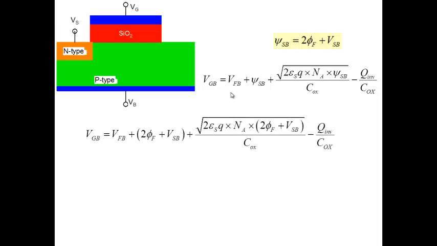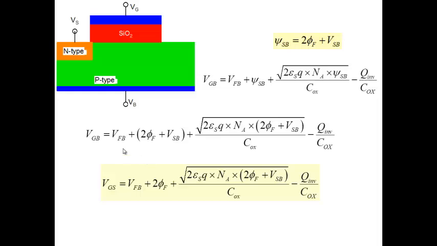So let's write it out. Psi SB is 2 phi F plus VSB here, and psi SB is 2 phi F plus VSB here, minus Q inversion by C oxide. Okay. Now note that VGB minus VSB becomes VGS. VGB minus VSB is VGS.